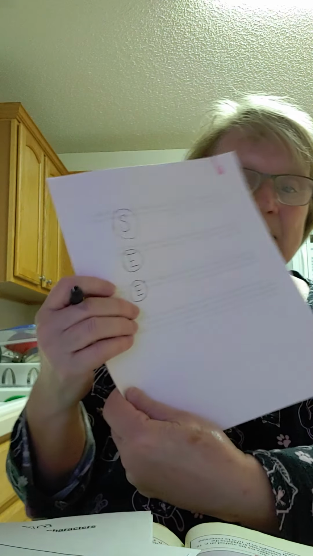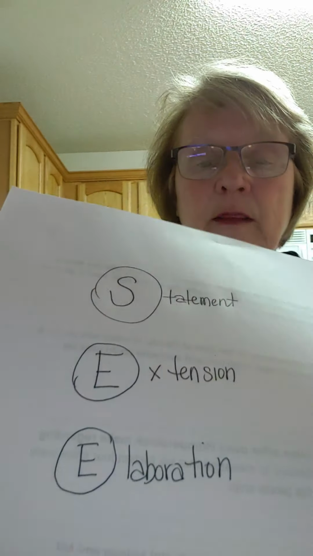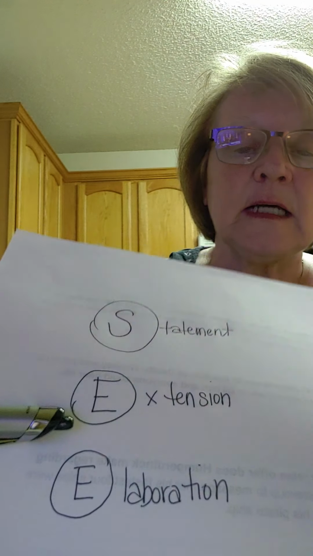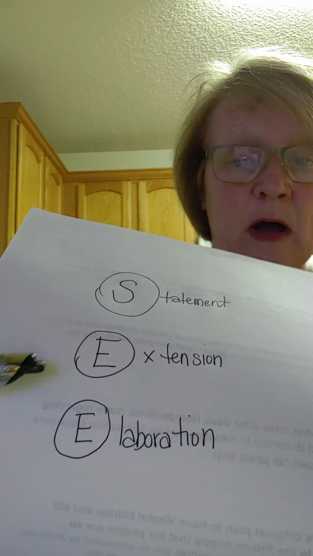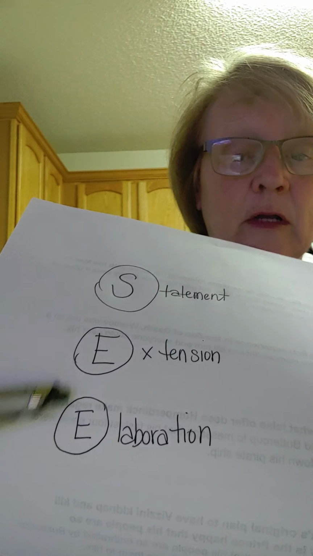So here you go. Your S-E-E: your S is statement, your E is extension, and your E is elaboration. There's your SEE method right there. Statement, extension, elaboration. It means you make a statement, you extend it a little bit, tell us more about it, and then you elaborate on it, tell us even more about it. This is the method by which I want you to learn to write. So you're going to be using the SEE method for your papers.